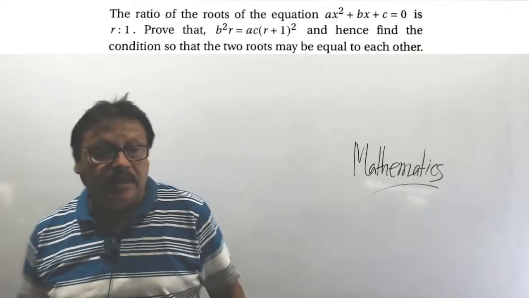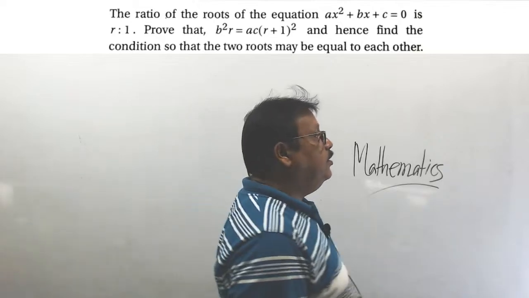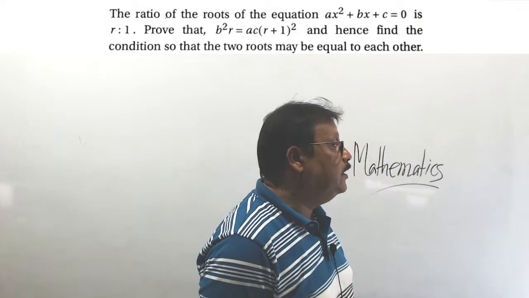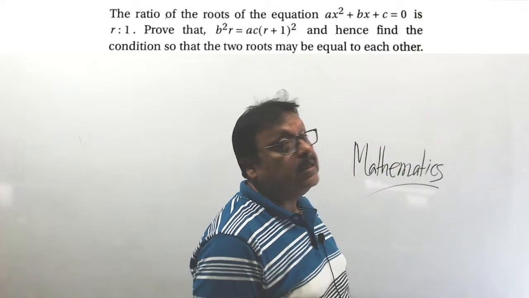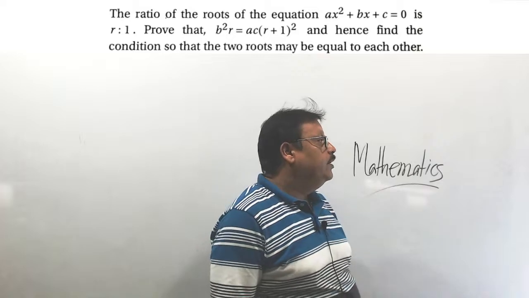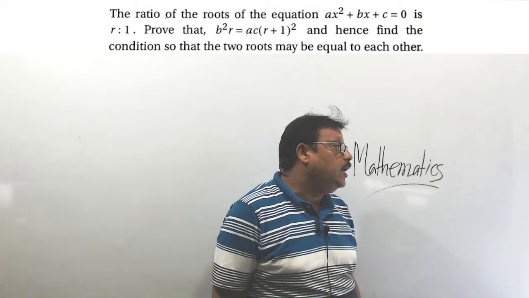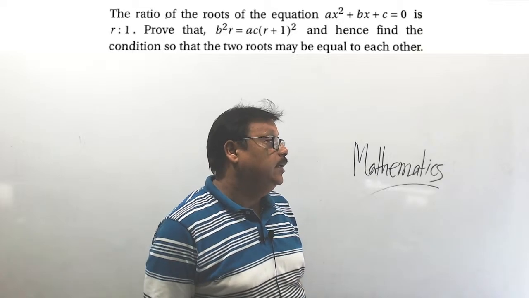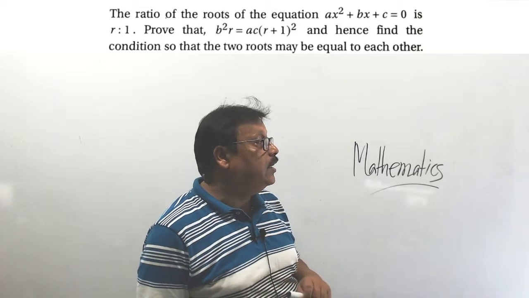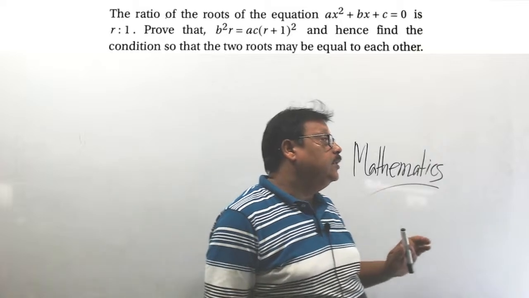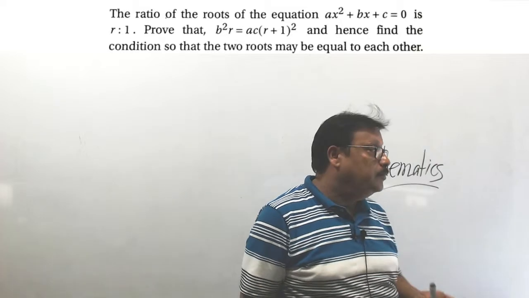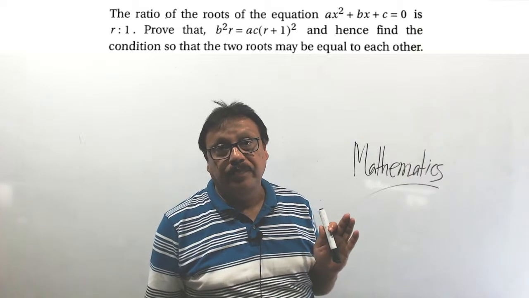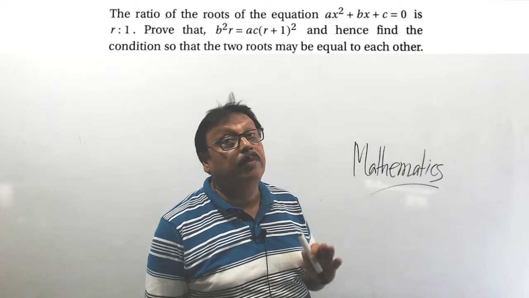See, the ratio of the roots of the equation ax square plus bx plus c equals to 0 is r is to 1. Prove that b square r is equal to ac into r plus 1 whole square, and hence find the condition so that the two roots may be equal to each other. Understood? First read the problem carefully.